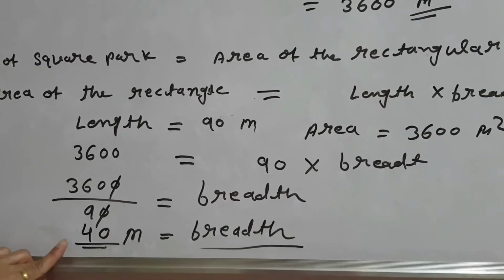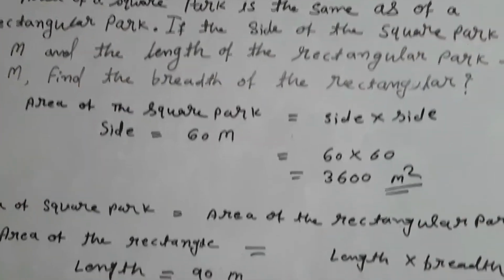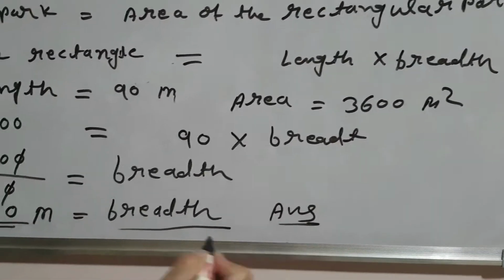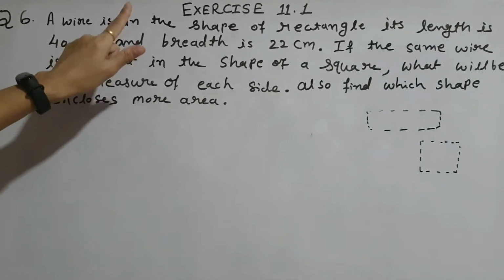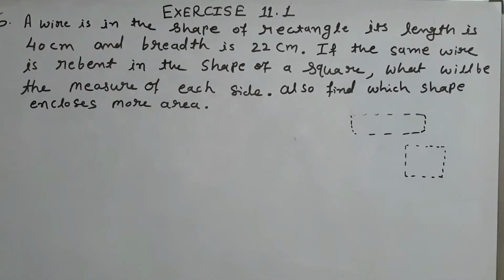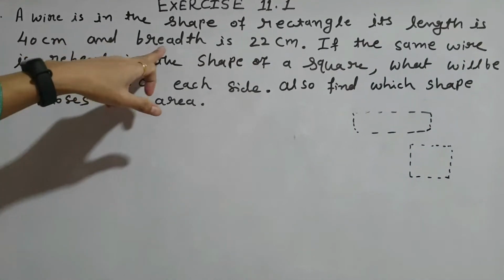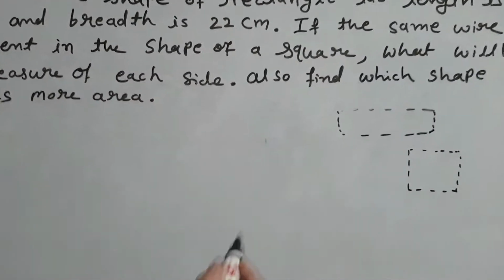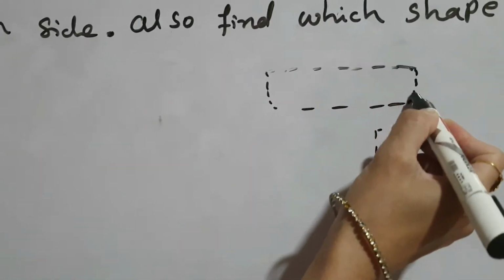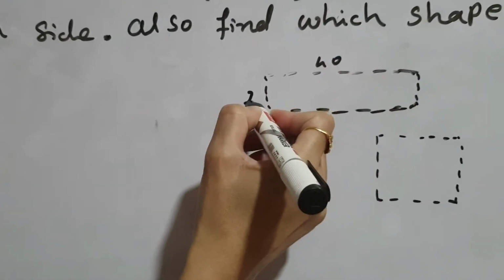This is the answer. Breadth is 40 meter of the rectangular park. This is the answer. Question 6. A wire is in the shape of a rectangle. Its length is 40 centimeter. Breadth is 22 centimeter. So this wire is in rectangle shape, and length is 40 and breadth is 22.